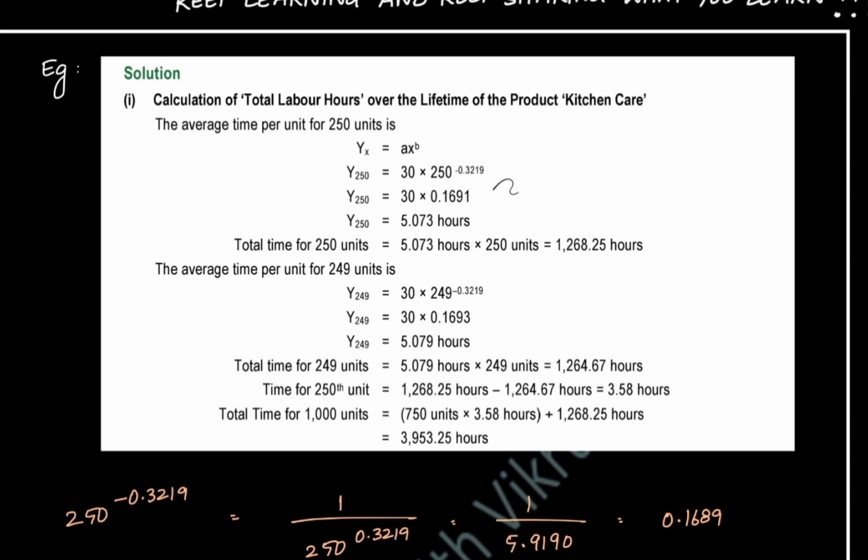Now here, as you can see, they have used 0.1691. We got 0.1689. We have a difference of 0.0002. This is not that much of a big deal. You will get a little bit of a difference in the hours and everything. You will get a little bit of a difference in the answer also. You can use the closest option in the MCQ options given there in the exam, and then you can find out the answer.